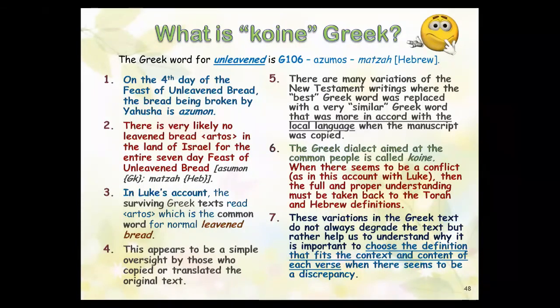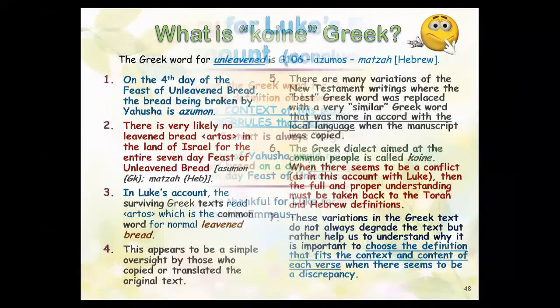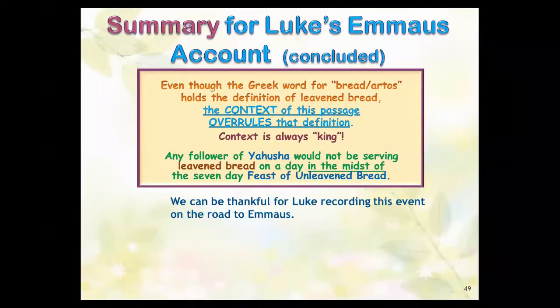Why is it so important to choose the definition that fits the context and the content of each verse when there seems to be a discrepancy? A summary for Luke's Emmaus account, we're going to conclude it now. Even though the Greek word for bread, artos, holds the definition of leavened bread, the context of this passage overrules that definition. We have to go with the context. The context is king. The context is that this was the middle day of the unleavened bread week, and nobody is going to be serving leavened bread on that day.